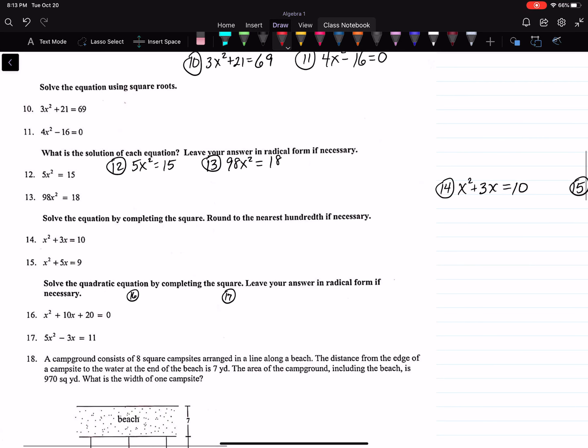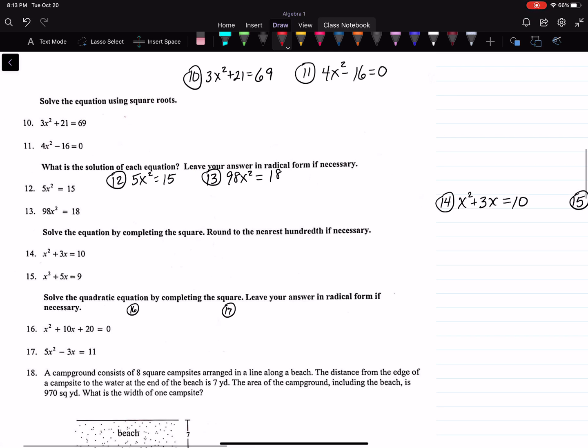All right, number 10 says solve the equation using square roots. That just basically means we work at doing regular algebra, working these out using our square roots. So we're going to subtract 21 from both sides. 3x squared equals 48. Divide by 3. X squared is 16. Take the square root. Very important: don't forget it is positive or negative 4. It's the square root of 16.